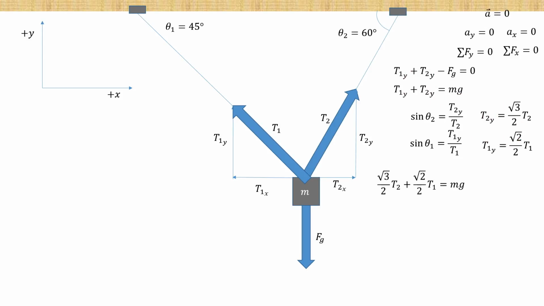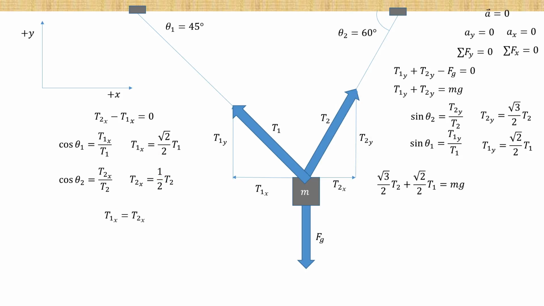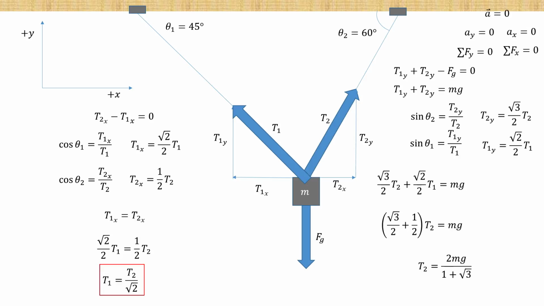And this is as far as I can get with the y direction for now, so let's have a look at the x direction. The sum of all the forces in the x direction is T2x pointing rightwards and T1x pointing leftward. I can use the cosine of the angles to get these components in terms of the total tension, and then plug those into the net force in the x direction, and we discover that T1 is T2 over radical 2. This I can take back to my equation over here. Substitute T2 over radical 2 in for T1, and obtain an expression for T2 in terms of just the mass m and a bunch of constants.